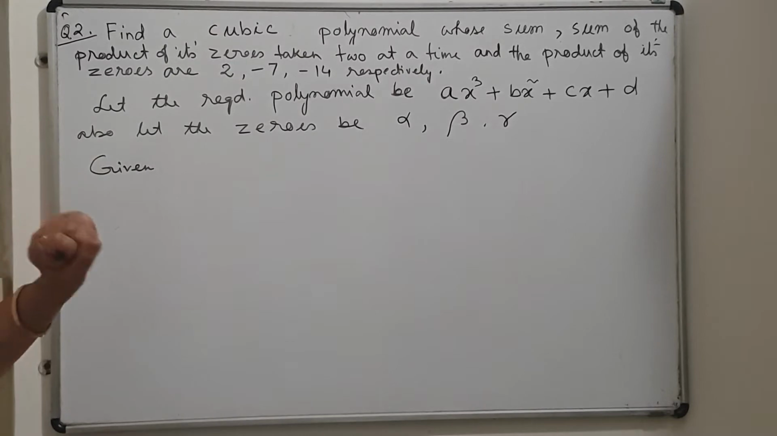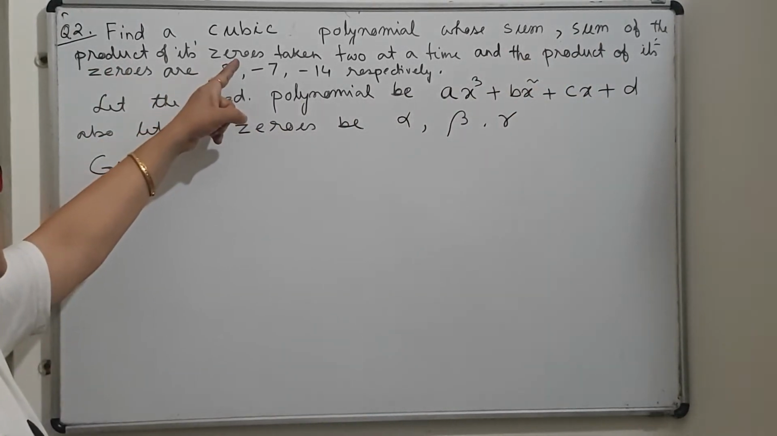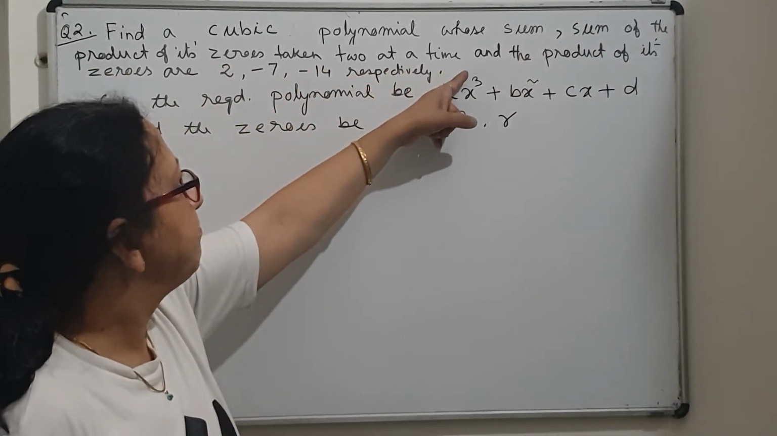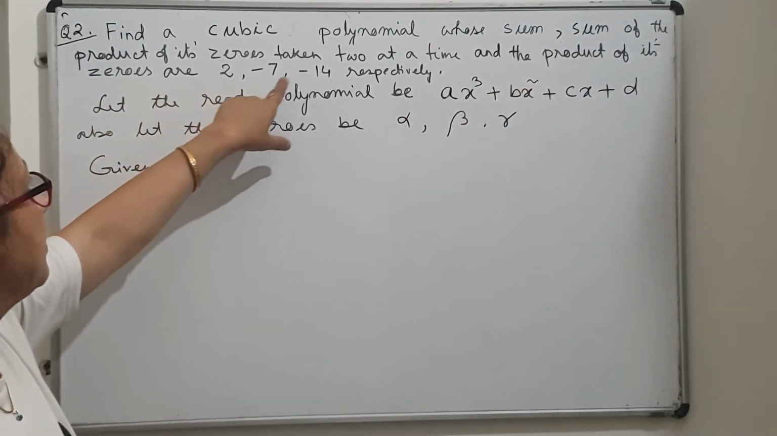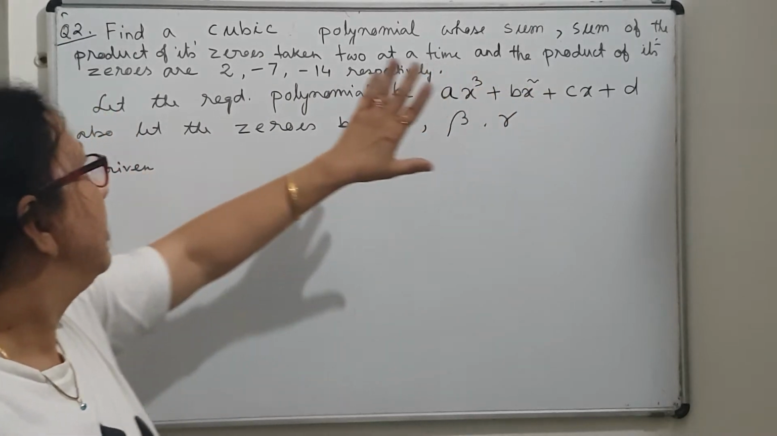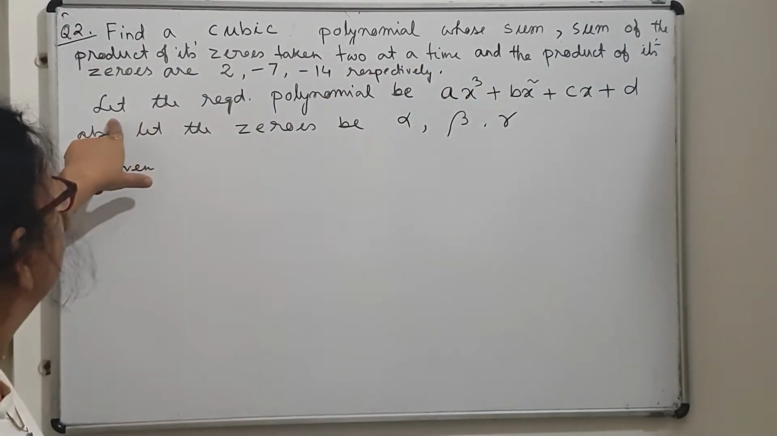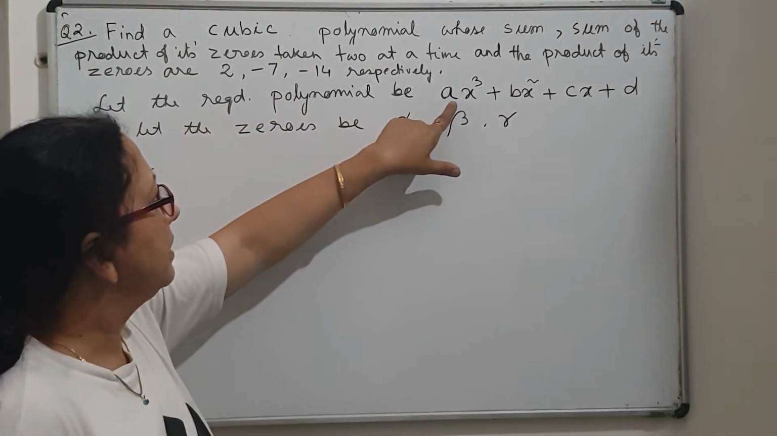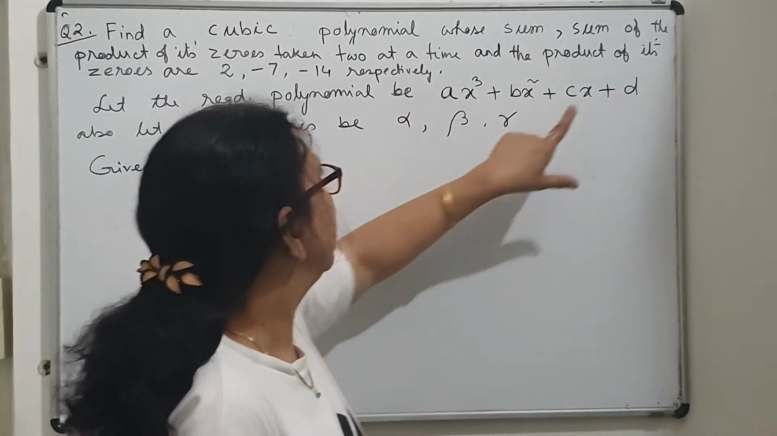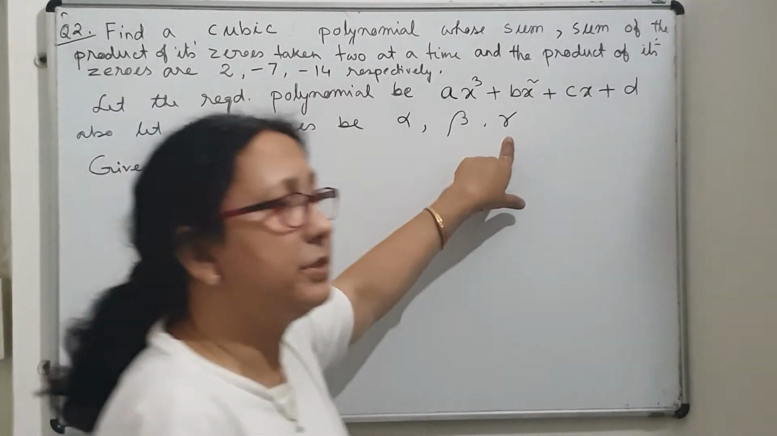Next question. Now here, find a cubic polynomial whose sum of the product of its zeros taken 2 at a time and the product of its zeros are 2, minus 7, minus 14 respectively. Okay. So again we take the polynomial like this, the standard one. Let the required polynomial be the standard cubic polynomial. And let the zeros be alpha, beta, gamma. There will be 3 zeros.